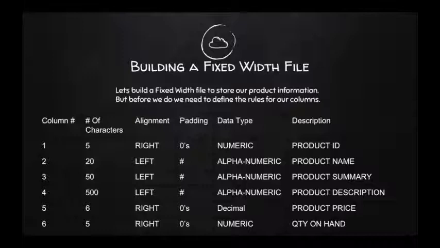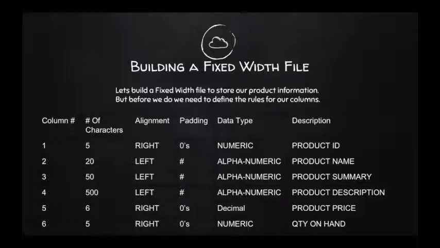So product ID, let's say we need 5 characters. Alignment, most numeric fields tend to be right justified, so we'll right justify it. We'll also prefix the numbers with 0, so we will pad it with 0. So if we're 1, it'll be 0, 0, 0, 0, 1. The second column will be product name. We will make it 20 characters.